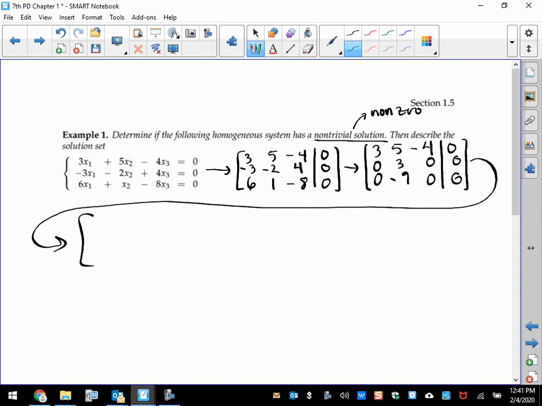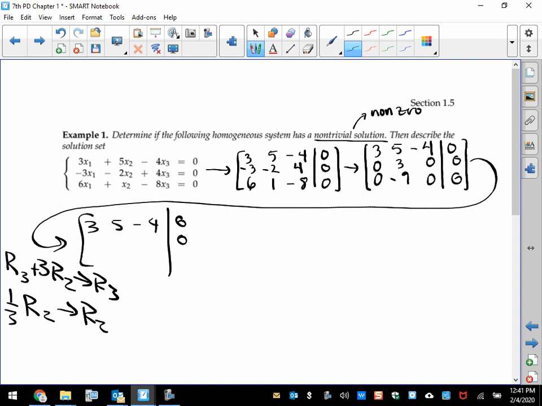So we'll take row 3 and add 3 row 2 to it to replace row 3, and then we'll divide row 2 by 3. So that's going to be 3, 5, -4, 0, 0, 0. Now we got a row of zeros down there at the bottom. We eliminated that 9, and then we divided the second row by 3.